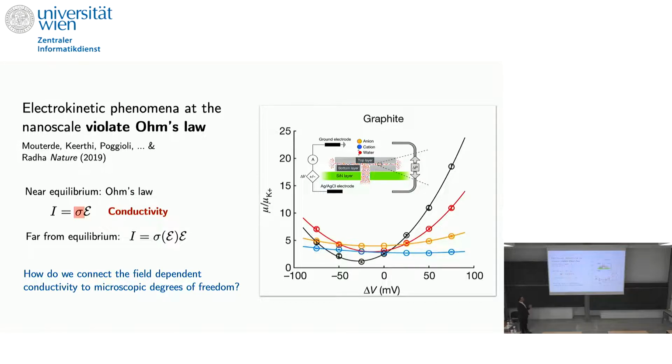And one of the most interesting results that they've found recently is a violation of Ohm's law. Ohm's law tells you that the ionic current is proportional to the applied field with a constant proportionality. That's the ionic conductivity. In general, that ionic conductivity might itself be a function of the applied field. And a reflection of that breakdown of Ohm's law is found by looking at the mobility of ions as a function of the applied field, here expressed as a voltage drop across these slit pores, which is a strong function of that applied field.